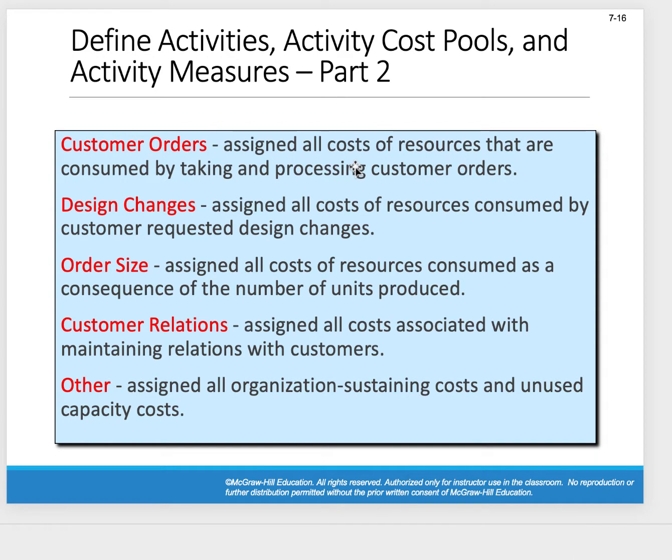Same thing we just talked about: the design changes. All the costs of the resources that are consumed by customer requested design changes. What does that mean? Well, I'm making Sure Start batteries, and maybe I want a Sure Start battery that has certain specifications. Maybe I want my store logo printed on the top of the battery. Some design change that the customer wants.